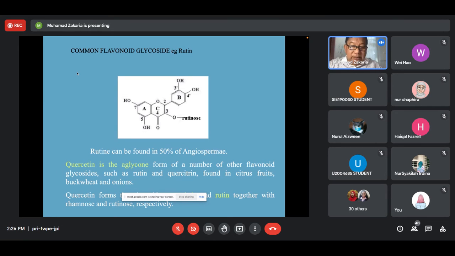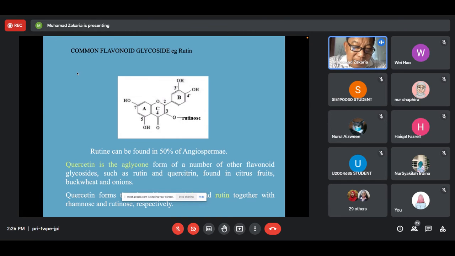So why is rutin so important? Rutin is a compound that can strengthen your blood capillaries. You know, some people, if they get hit or somebody taps on the body, the tissue will turn blue because the capillary is injured or damaged. So if you have rutin it can help to repair the damaged capillary.